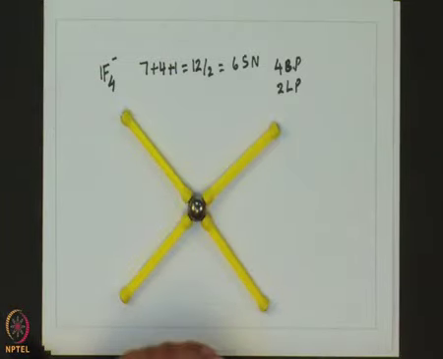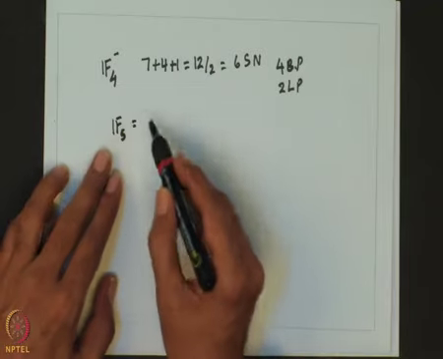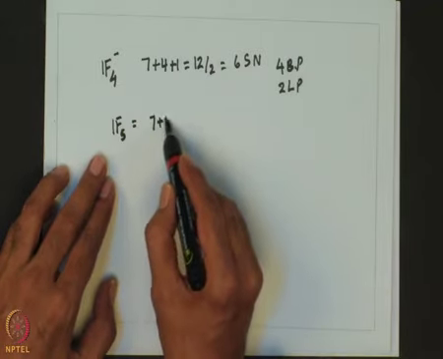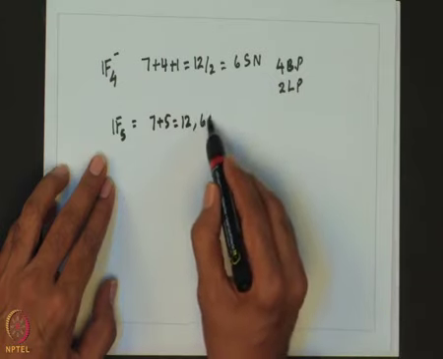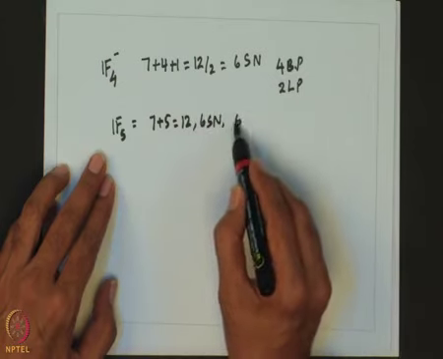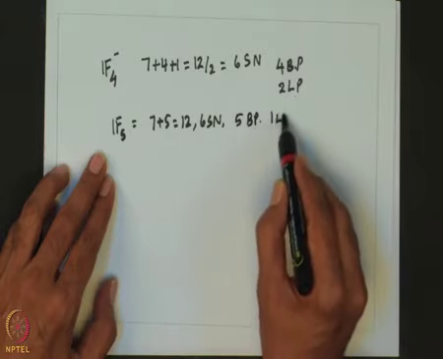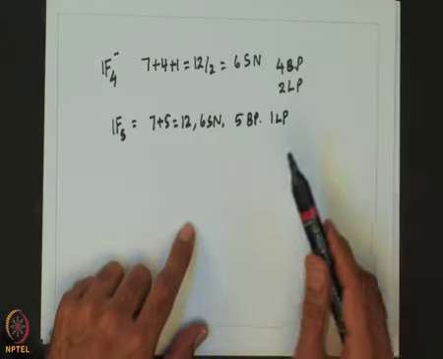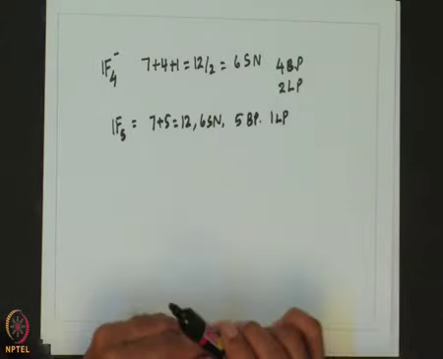Let us look into IF5. Again, in case of IF5, we have 7 plus 5 equals 12, that is 6 is the steric number, and we have 5 bonded pairs and 1 lone pair. So, the shape is square pyramidal, whereas geometry is octahedral. So, the prediction is correct.